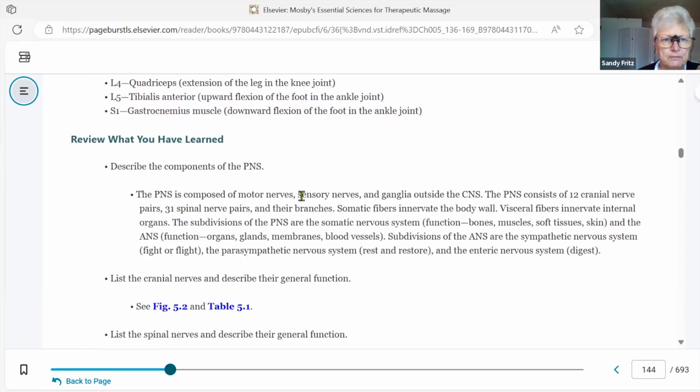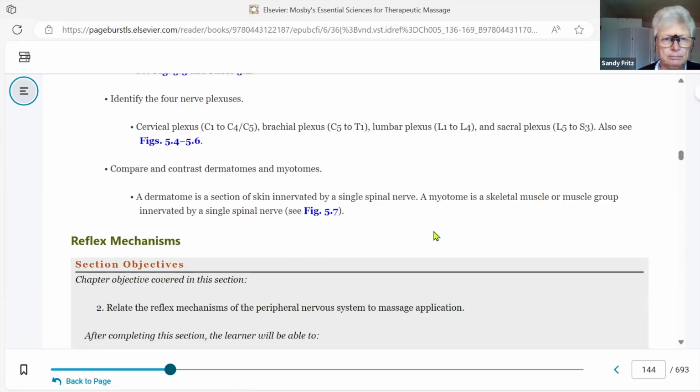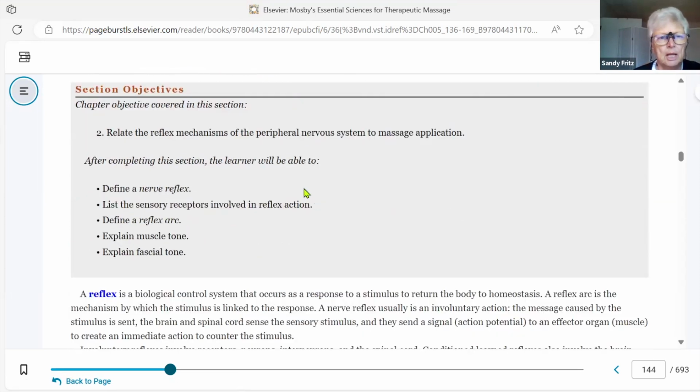So here's your review, what you have learned. This is going to take you back to some tables. Remember, figures and tables and boxes tend to concentrate information. And the body doesn't necessarily operate with one nerve stimulated and one muscle acting. It's a communication, and it's efficient.